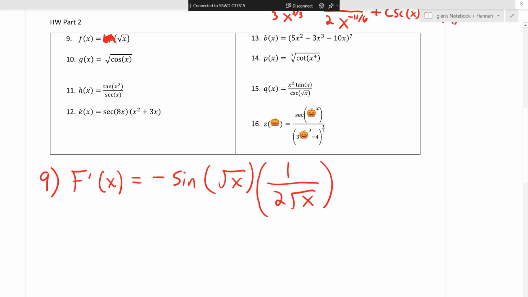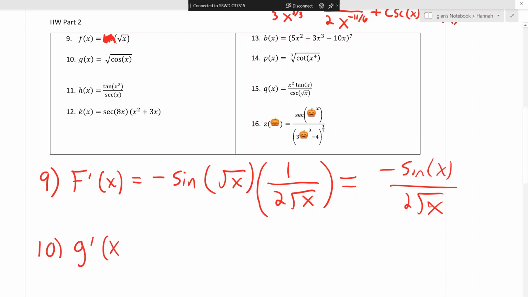Okay? And technically what that really is here is, well, let's write equals. You can leave it like that, but that's really just one big fraction, negative sine x over 2 root x. It's the same thing. Okay, again, the first thing's not wrong. That's fine to leave it like that for right now, but when we start simplifying them, that's what you're going to do.